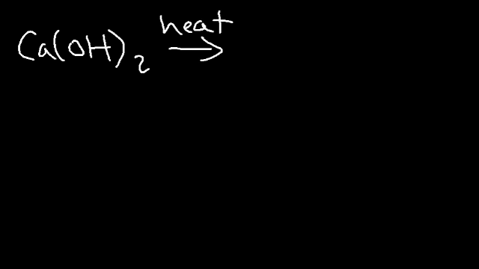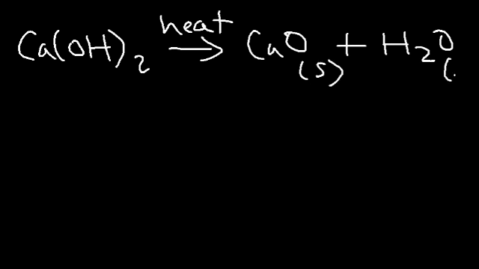Now, let's say if you have calcium hydroxide. If you add heat, you're going to get the reverse reaction of what we had in the last example. This is going to break down into calcium oxide and water. Now, depending on the temperature, water can escape as a liquid, or if it's hot enough, it could leave as steam.